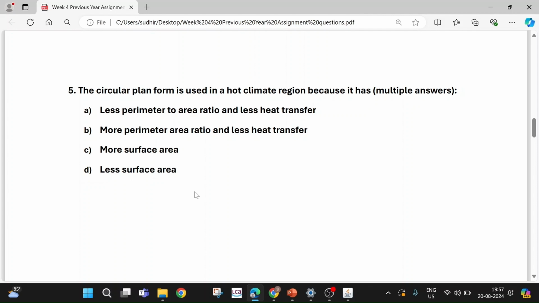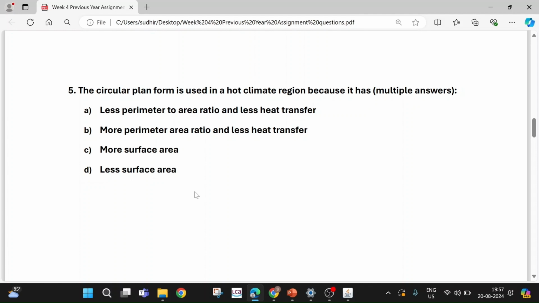A is the right answer, but some more answers are there. D is also the right answer, but B is also the right answer, you can see. Less heat transfer, more perimeter area ratio. Yes.